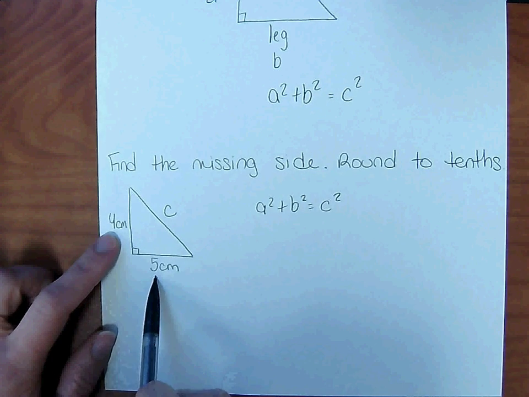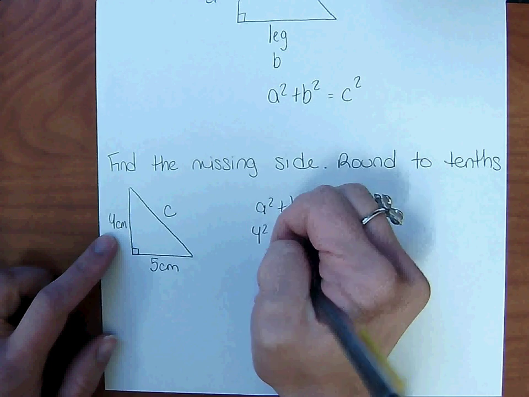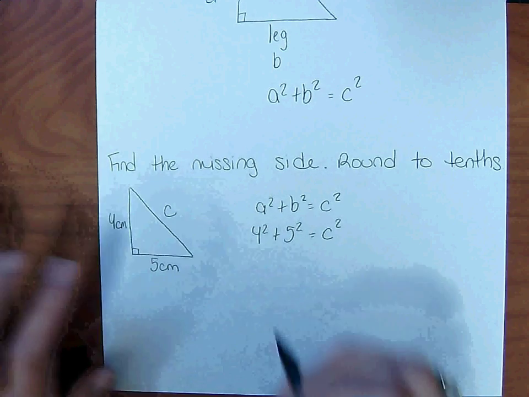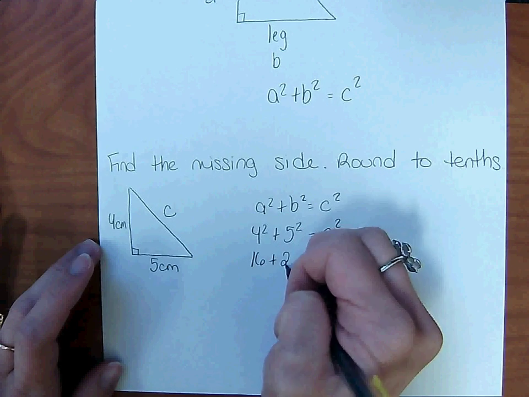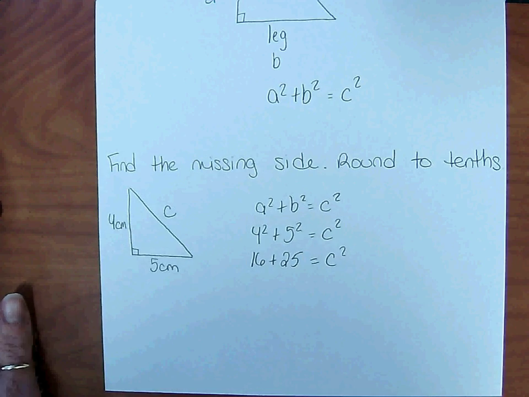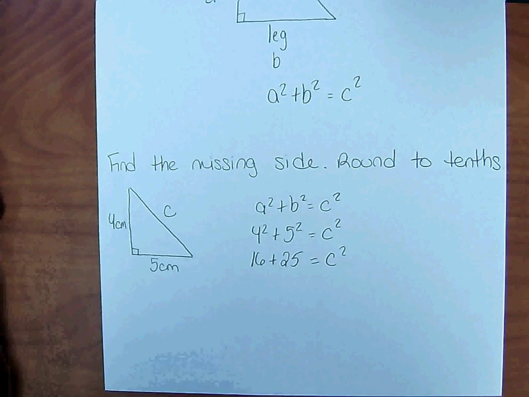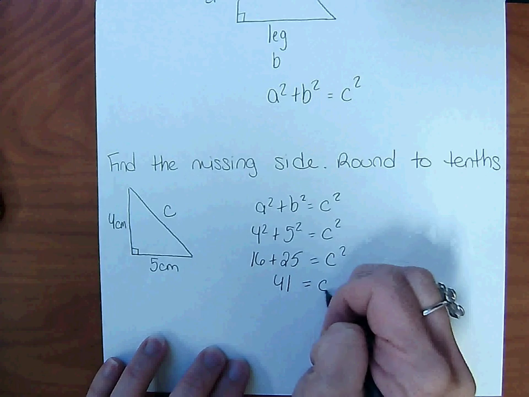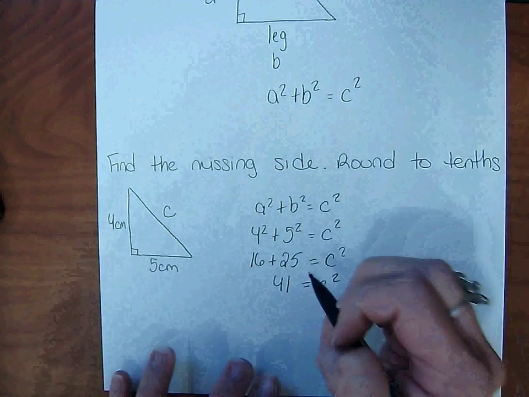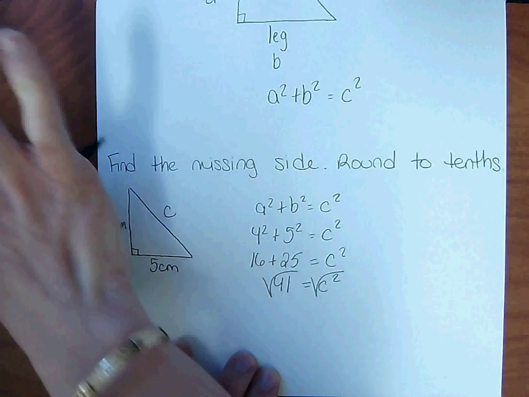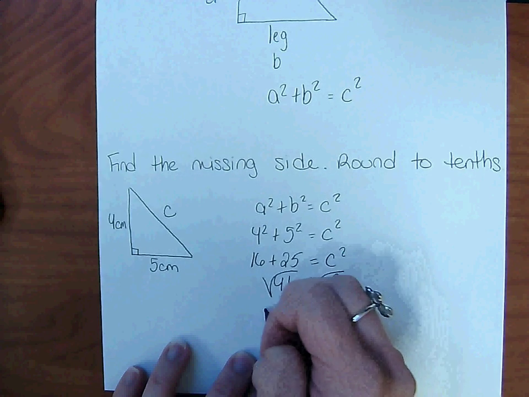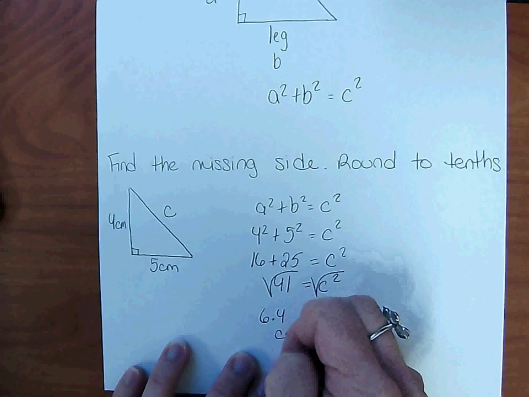So plug those in. 4 squared plus 5 squared equals C squared. 4 squared, 16, plus 25 equals C squared. Add 16 and 25, so 41 equals C squared. Solve for C. Opposite of squaring a number is to take the square root. So C equals, rounded to the nearest tenth, 6.4 centimeters.